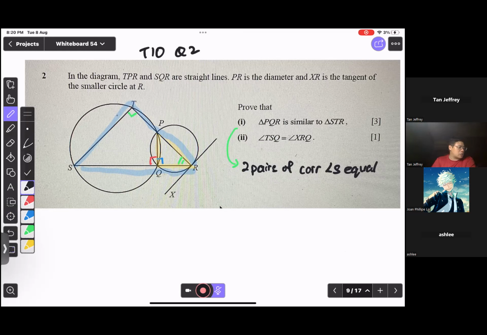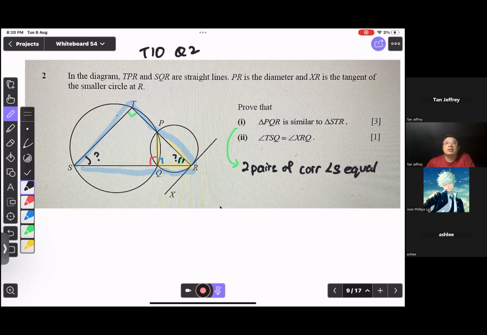Okay, so part 2 is TSQ. I think part 2 should be okay. So part 2, TSQ and XRQ. TSQ is this one, and XRQ is this one. You know what to do.